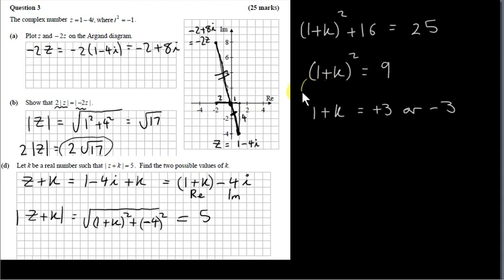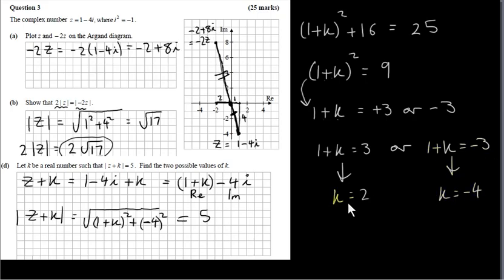So we have reduced this quadratic equation to two linear equations. One of the linear equations is 1 plus k equals plus 3. The other linear equation is 1 plus k equals minus 3, because the square root of 9 has two possible answers, plus 3 or minus 3. So we solve each of these linear equations in turn. So k for this one is equal to 3 minus 1, which is 2. And for this equation, k is equal to minus 3 minus 1, which is minus 4. So these are the two values of k.